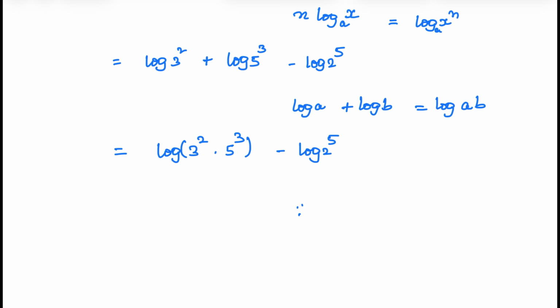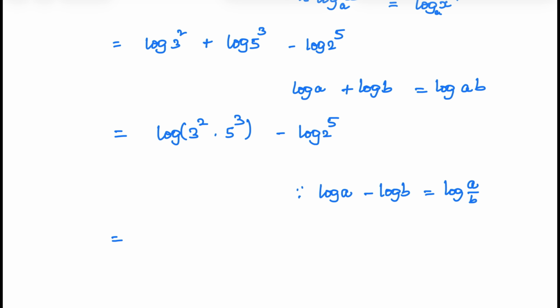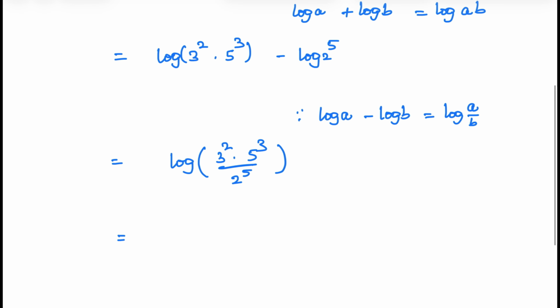We already know log a minus log b equals log a by b. So, log 3 square into 5 cube by 2 power of 5 equals, this is the single log, so we can find these values.